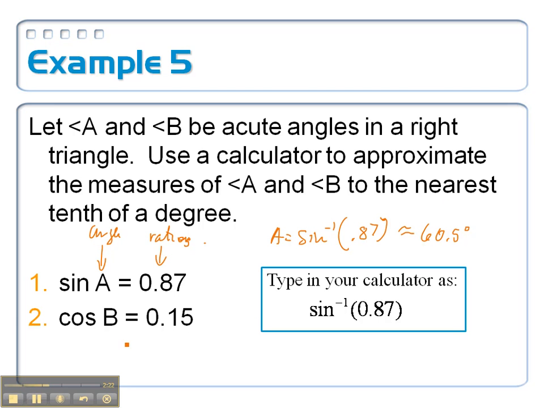For the second one down here, angle B should be equal to the inverse cosine of 0.15. That's the side ratios. So if I put in second cosine for the inverse 0.15, I get about 81.4 degrees, rounded to the nearest tenth.